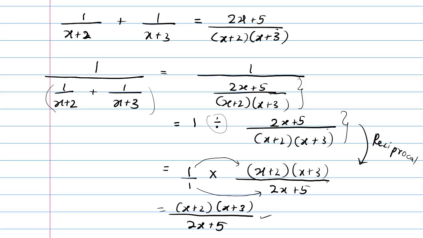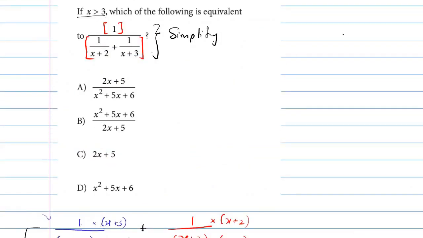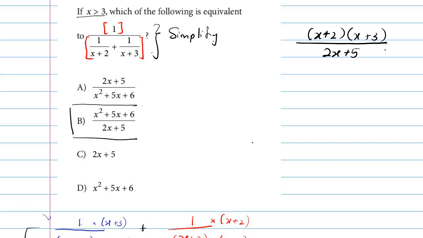Let's just revisit the question that we were working with. So I'll just rewrite the thing that we got. We got (x plus 2)(x plus 3) over 2x plus 5. Okay, good. Look at the answers. The only answer which has 2x plus 5 in the denominator is this B. So this should be your answer. The top is different, but you see why, right?